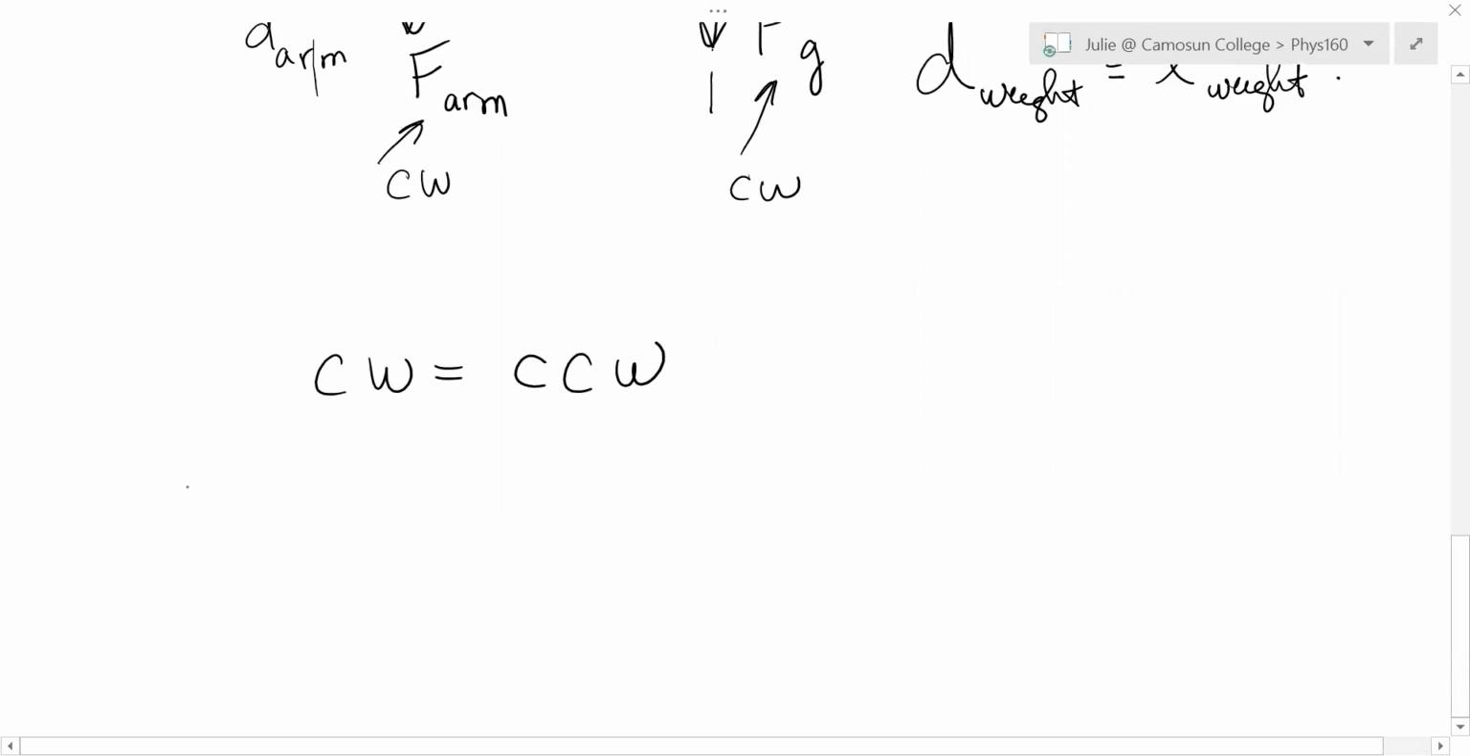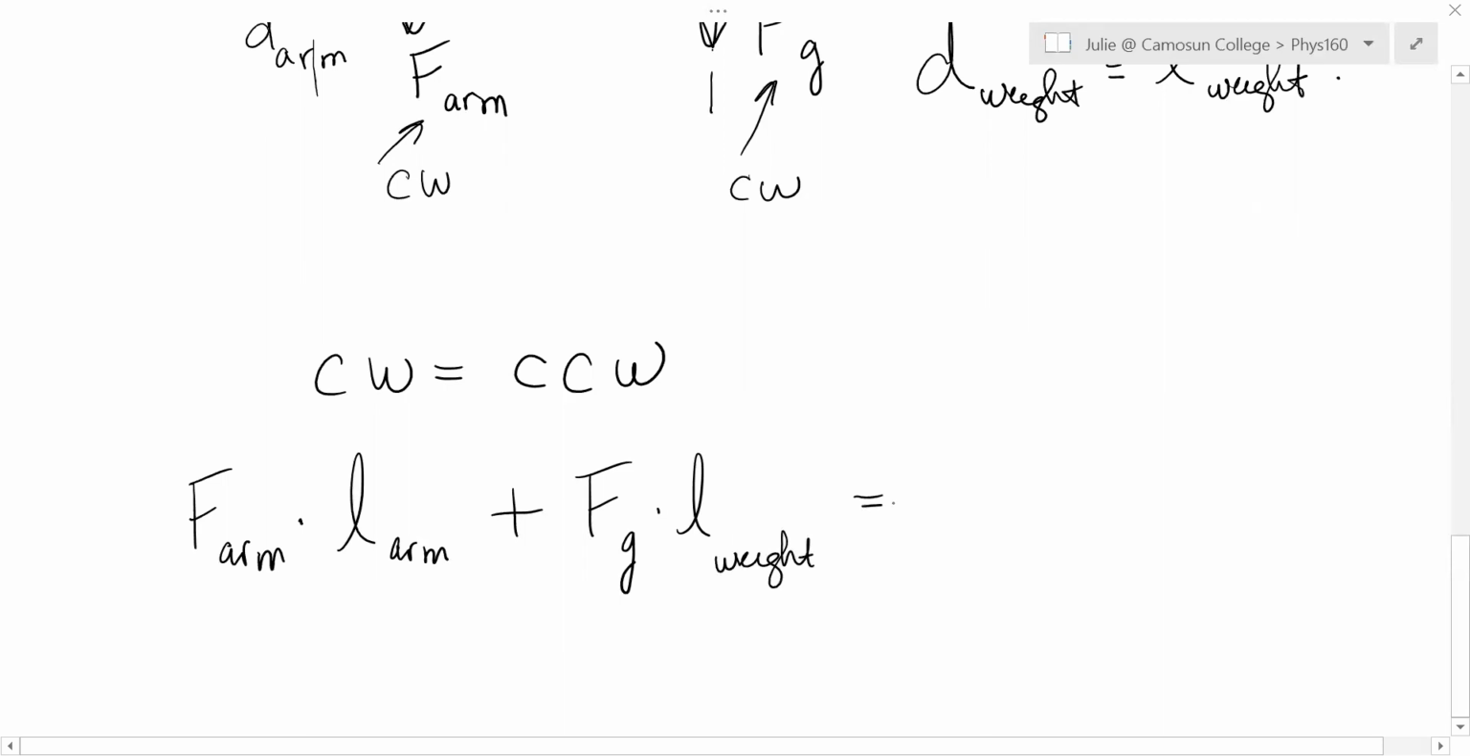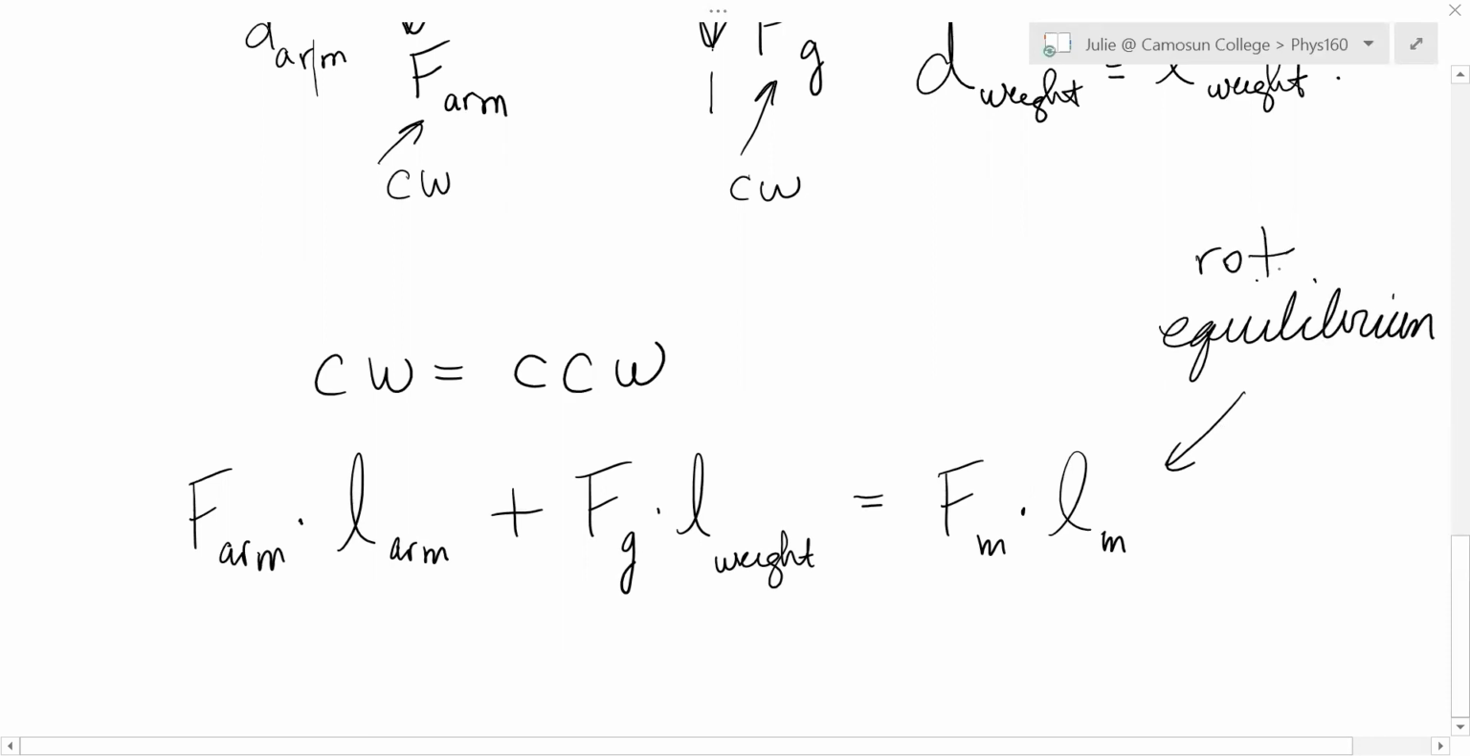So lever arm times force. Force times lever arm, that's the torque from your forearm, plus force times lever arm, that's the torque from your dumbbell, must equal force of your bicep muscle times lever arm of your bicep muscle. And that is the equation for equilibrium. Okay, so that's the rotational equilibrium.